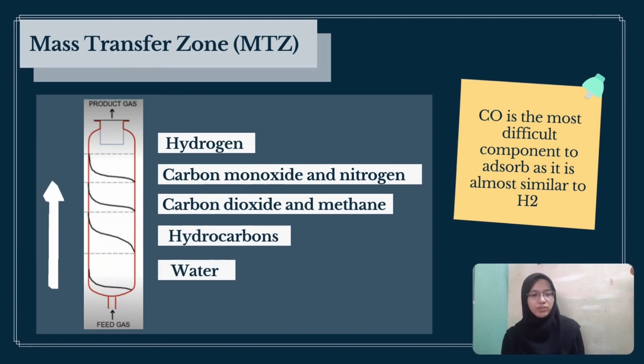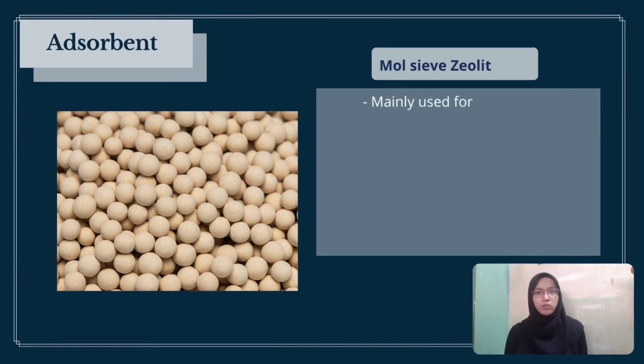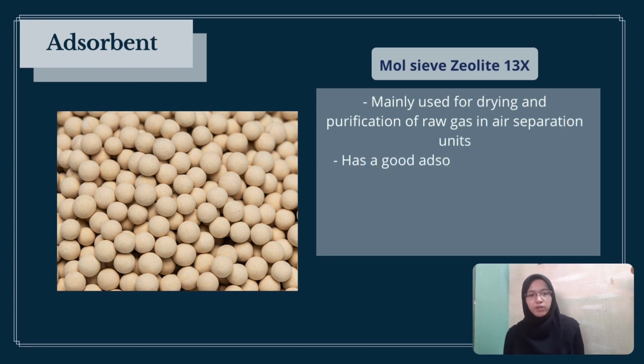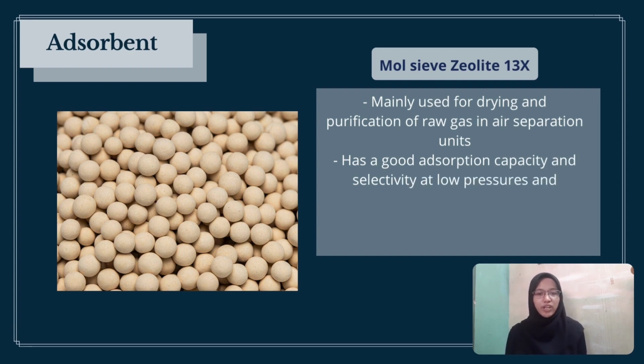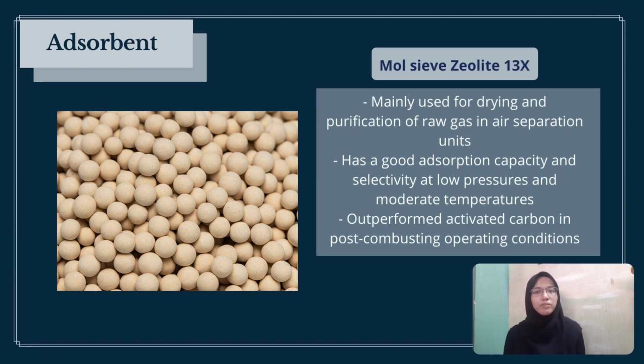The difficulty to adsorb components increases as the stream ascends through the bed. Carbon monoxide will be the most difficult component to adsorb as it is almost similar to hydrogen. The adsorbent used in the system would be MOL-SIF Zeolite 13X as it is mainly used for drying and purification of raw gas in separation units, where water and carbon dioxide will simultaneously be removed. Furthermore, zeolite also has a good CO2 adsorption capacity and selectivity at low pressures as well as moderate temperatures. It also outperforms activated carbon in post-combustion operating conditions.